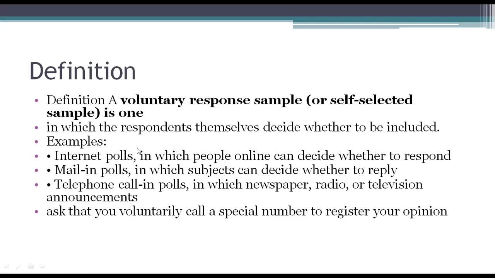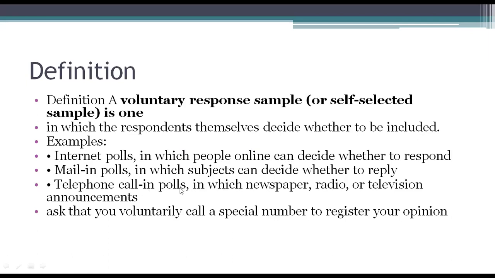See how, in this the respondents themselves decide whether to be included. For example, in polls in which people online can decide whether to respond. In internet polls, we clearly have the right to answer online survey questions or not. So it totally depends on our willpower. So it is self-selected. We select ourselves for some particular type of data, and if we do not want to, then no problem, move forward. Mail-in polls, in which subjects can decide whether to reply.